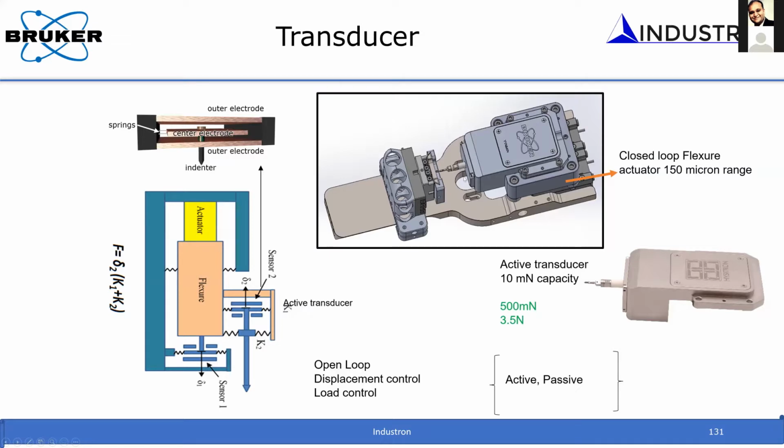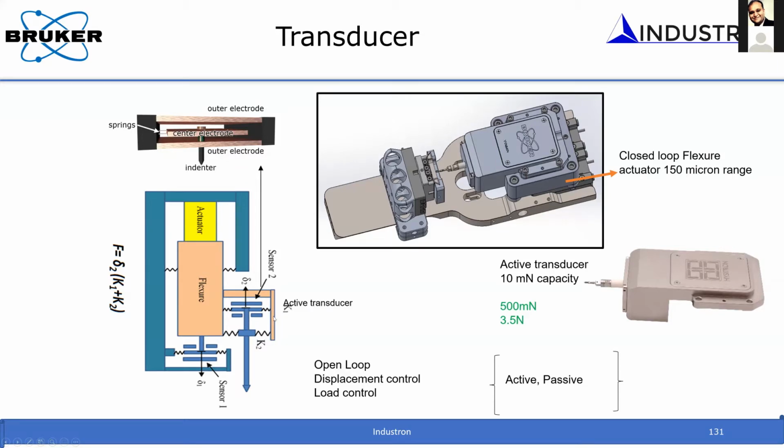And the transducer inside, there are 2 varieties of those. One is the active one, which is a 10 millinewton capacity transducer, which works on the electrostatic force actuation principle that I covered in the first webinar. So this is shown here schematically. The flexure is something that has been actuated with the piezo actuator, which is supported by a spring. And then the displacement of this flexure is being measured by this 3-plate capacitance sensor. That's the sensor 1. And this transducer is mounted on this flexure.